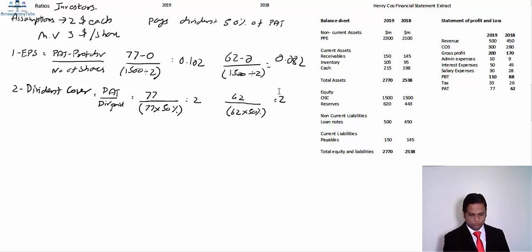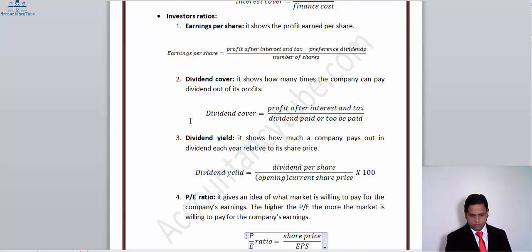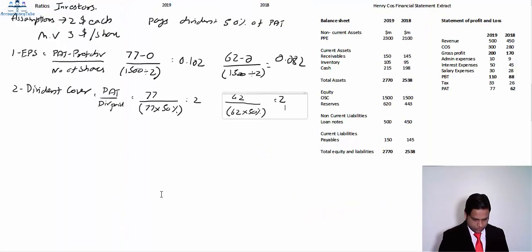Moving on to our next ratio, that's dividend yield. Now this ratio shows how much a company pays out in dividend each year relative to its share price. The formula for that is dividend per share divided by current share price multiplied by 100. So let's compute that. Now we have got a dividend yield.